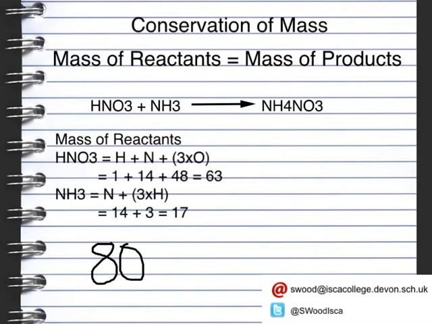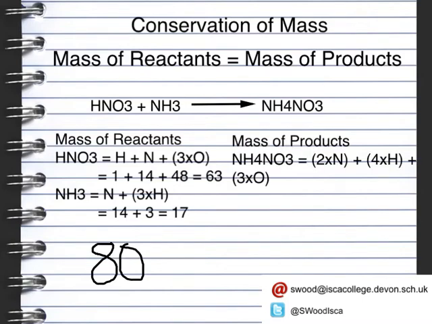Now for the mass of our products. So the mass of our products here, we've got the formula NH4NO3. So we've got 2 nitrogens, then we've got 4 hydrogens here, and then we've got 3 oxygens here. So 2 times 14 for nitrogen here is 28, plus the 4 times 1 for the hydrogen is 4, plus the 3 times oxygen is 48. And that gives us a total of 80, which is equal to the mass of the reactants at the start.